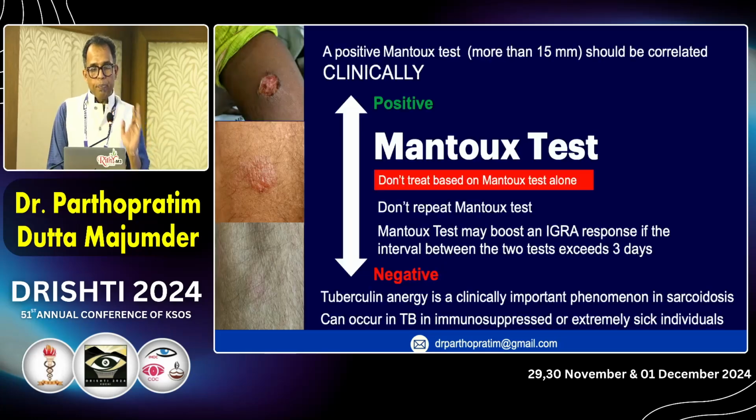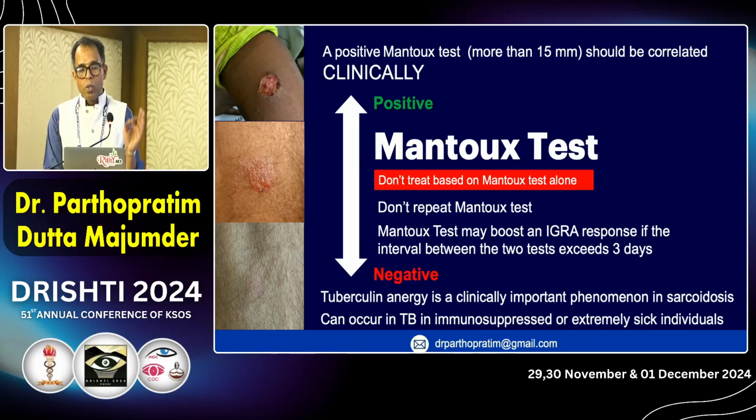Now, the Mantoux test again is a very important test. If it is positive, you know how to interpret it. But if it is negative, then also it helps, because tubercular anergy is very important in sarcoidosis. So it gives you an idea that even if the tuberculin test is negative, it can be due to sarcoidosis.